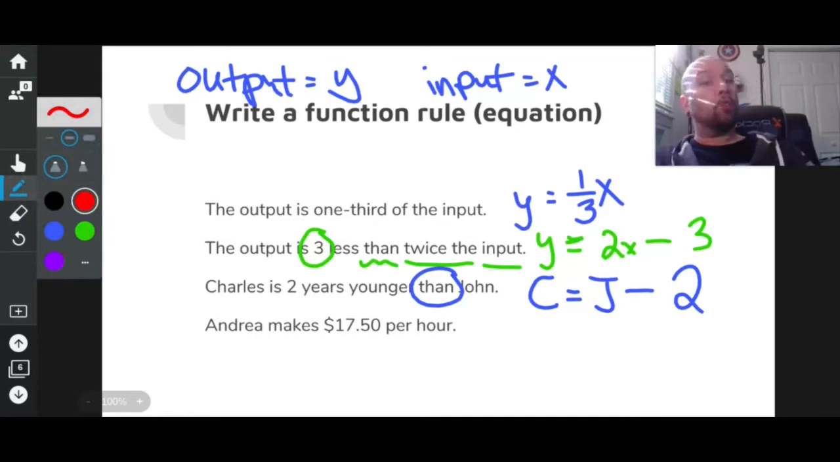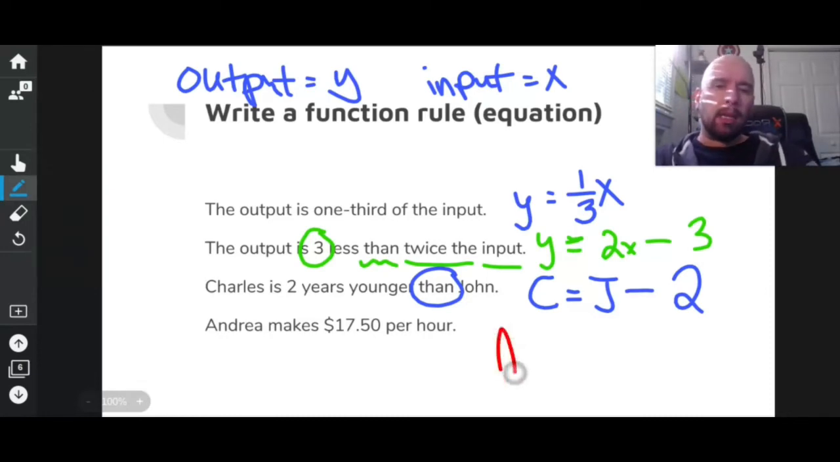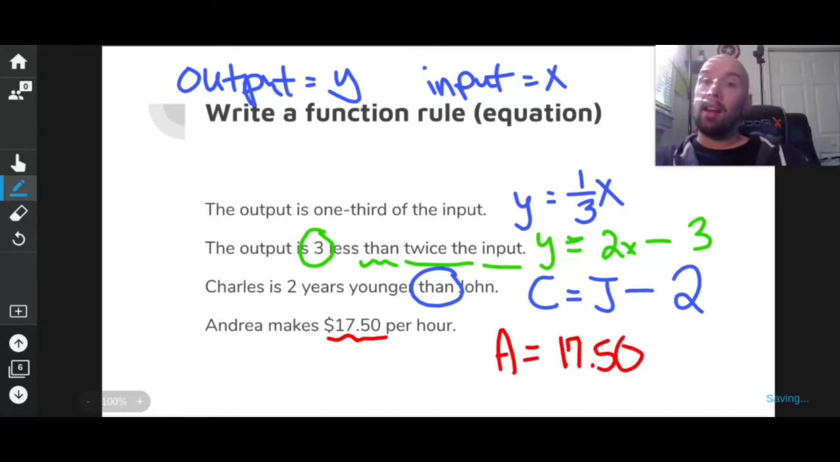Andrea makes $17.50 per hour. Per means times. So times an hour each.